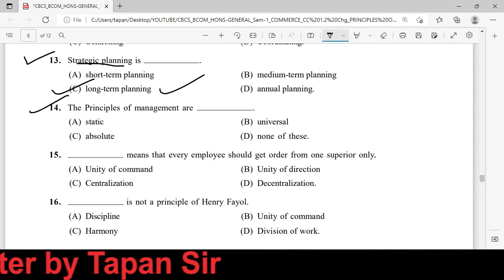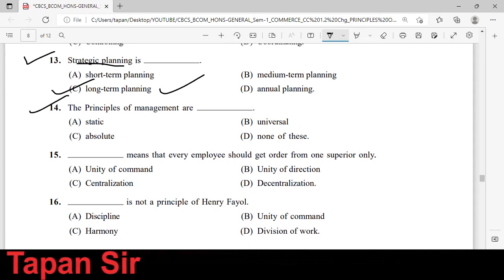Number 14. The principles of management are static? No. Universal. That is, they are applicable for everyone. You can't segregate, you can't differentiate. It is absolutely common to all. Therefore, the correct answer is universal.